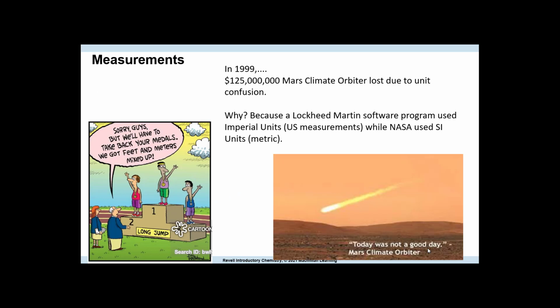Why are units of measurement important? And why do we need to keep this streamlined across the science community? This is a perfect example why. In 1999, a 125 million dollar Mars Climate Orbiter was lost due to unit confusion. Why? Because Lockheed Martin's software program used imperial units, which is U.S. measurements, what we normally would use, while NASA used SI units, which is the metric system, and they are not equivalent. So while one program was using English measurements, the other one was not, and they believed that it crashed somewhere once it got into orbit.